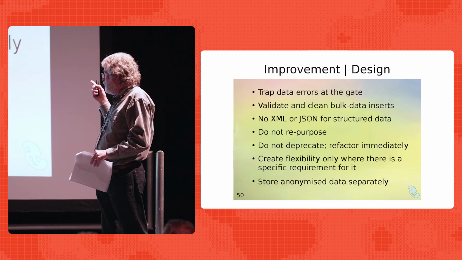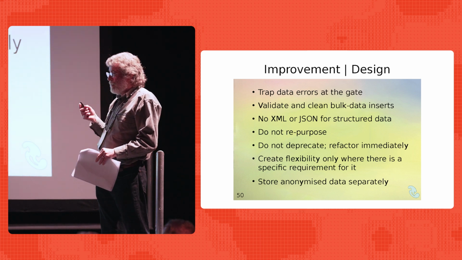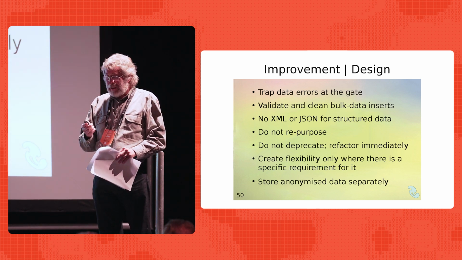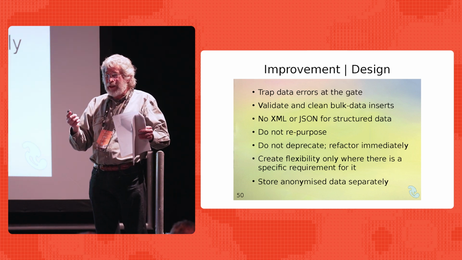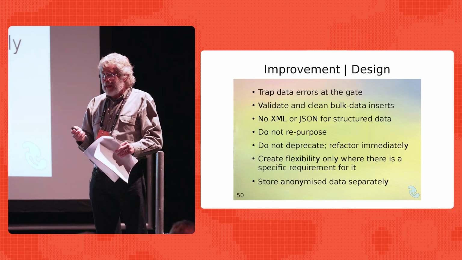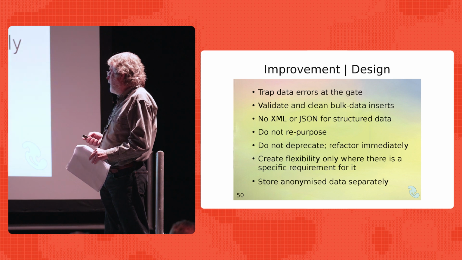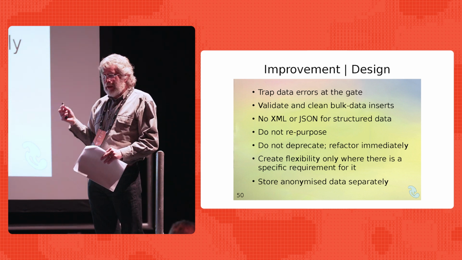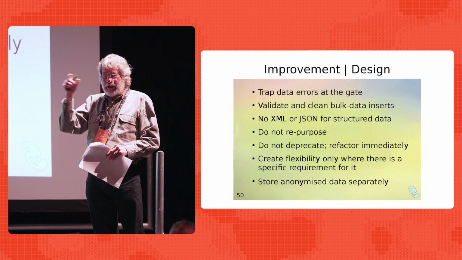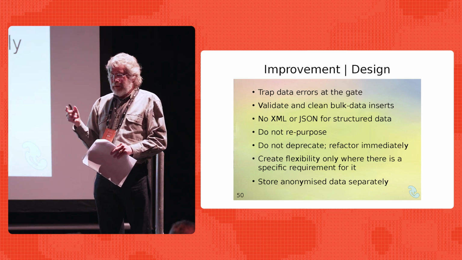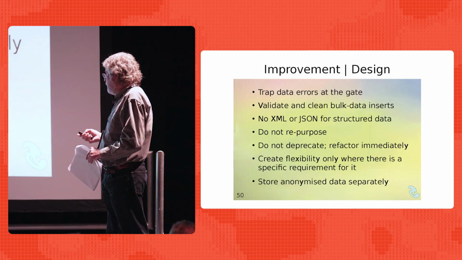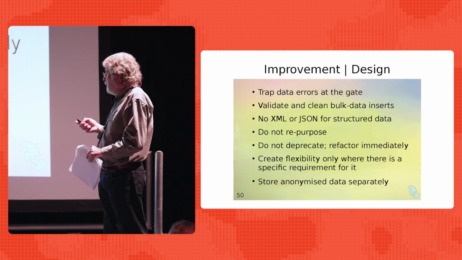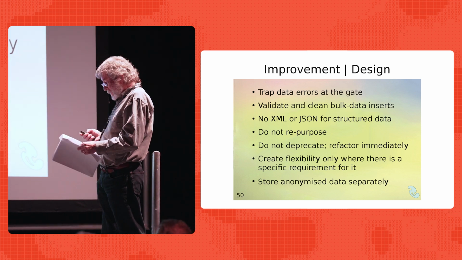Someone else mentioned this morning as well: don't create flexibility that the users don't need. Sometimes you think, this would be a really cool feature. Nobody cares. Don't put it in there, because it's just another thing that can go wrong. And store anonymized data separately rather than plonking the word anonymized in all over it. There's a page on my website about how you can do it a different way, which is much better. But we haven't got time to go into that.